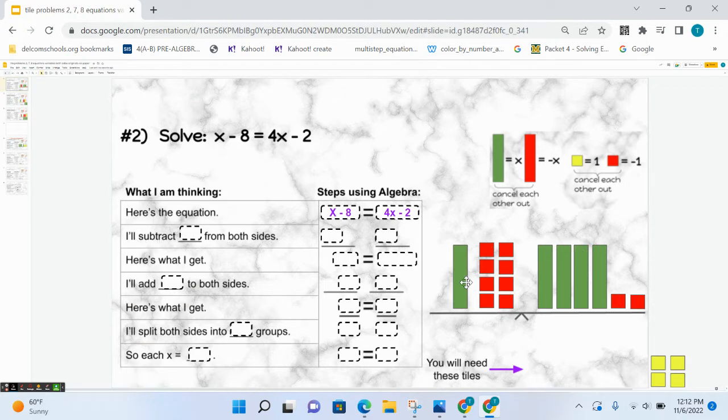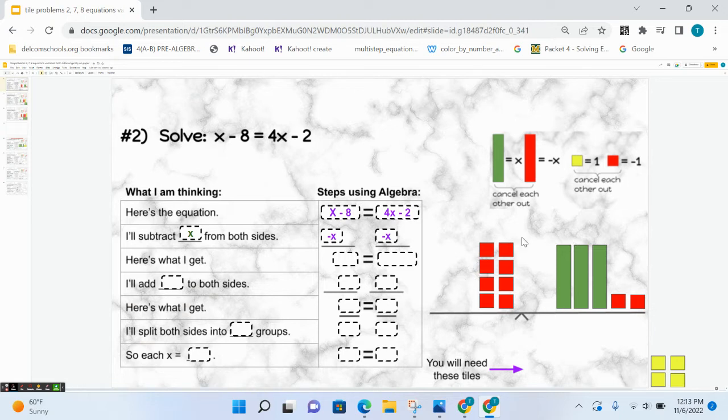So you want to think, what can I take away from both sides so that I have green x's on one side only? Well, the most you can take away is 1x. So I'm actually going to just take 1x away from both sides. I'm going to write in minus x from the left, minus x from the right. Notice I only have green rectangles on one side now.